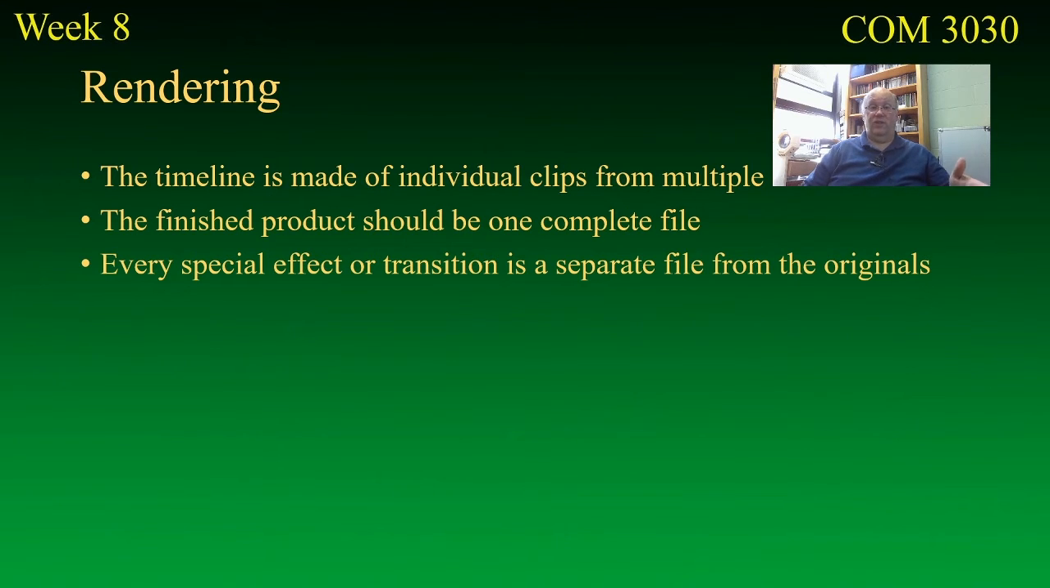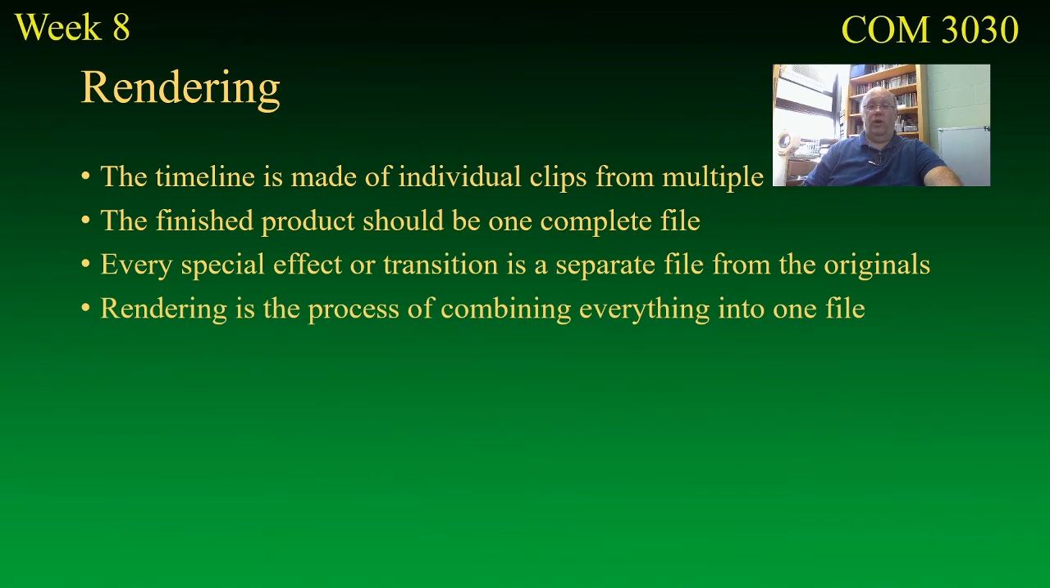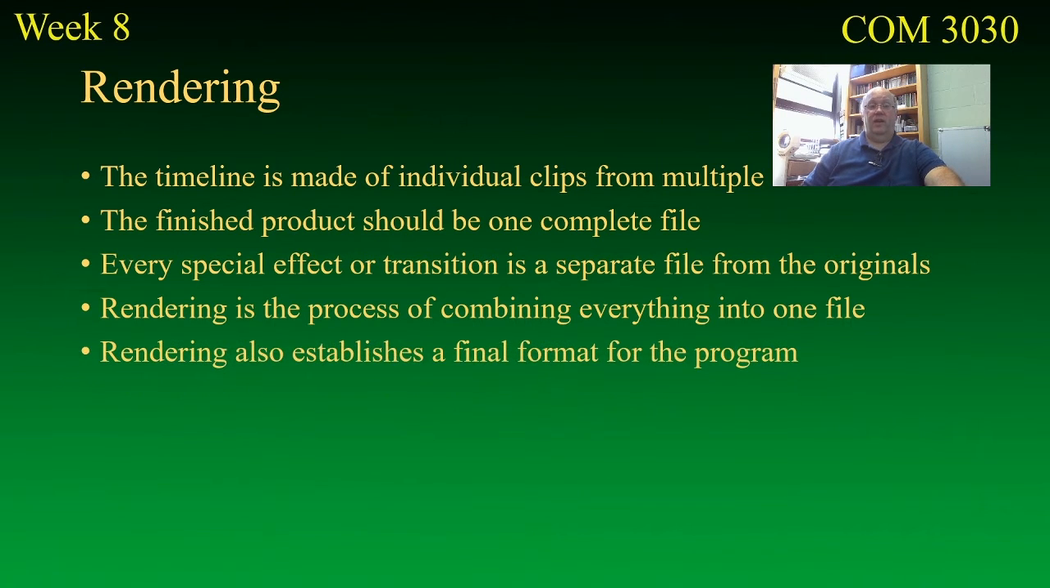So basically, if you do a transition, it'll take both the clips, merge them together, and create a perfect transition. But the transition itself is not the same as the clips. That's a separate file that goes into this folder somewhere that you generally never see. And rendering is the process of combining all this, including all the transitions, all the special effects, all the keys. And so sometimes you can have special effects that are complex enough that the computer doesn't like to play them back on the timeline. Once you've rendered it, that's all gone. The rendered file will play back perfectly well anywhere. Rendering also establishes the final format for the program.